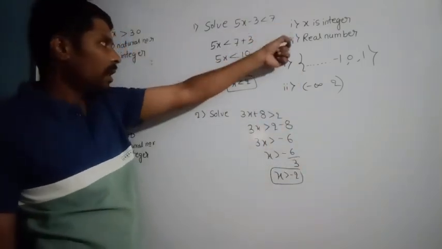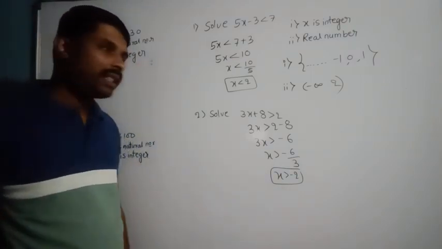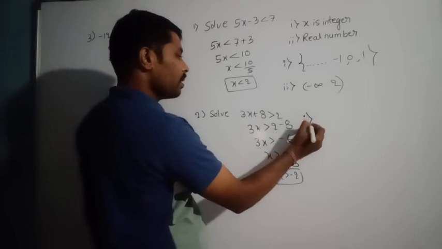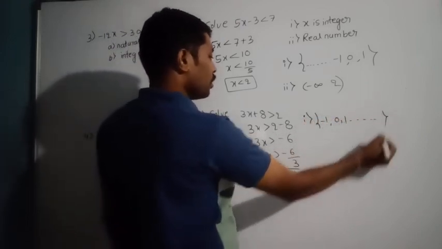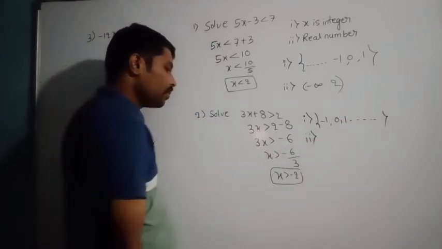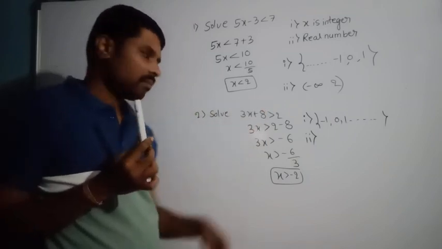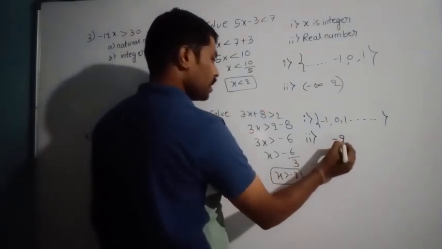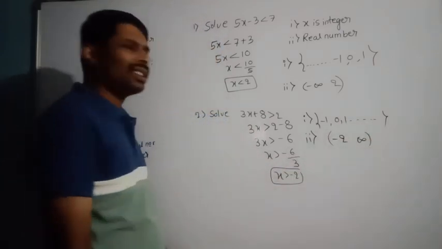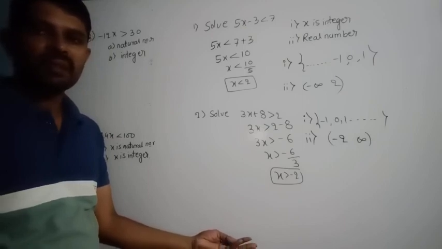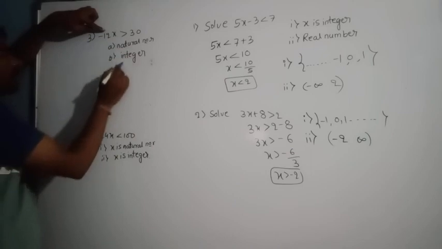When integer, when real number, the task is the same. Which integers are bigger than minus 2? Minus 1 is there, 0, 1, and so on. Real numbers: suppose minus 2, bigger is this side, so minus 2 to infinity. Strict inequality is there, so not included. Finished. See how simple the answers are. This one: minus 12x is greater than 30.